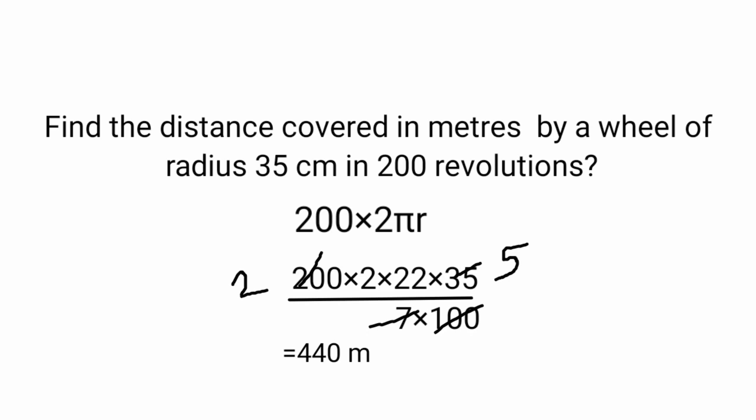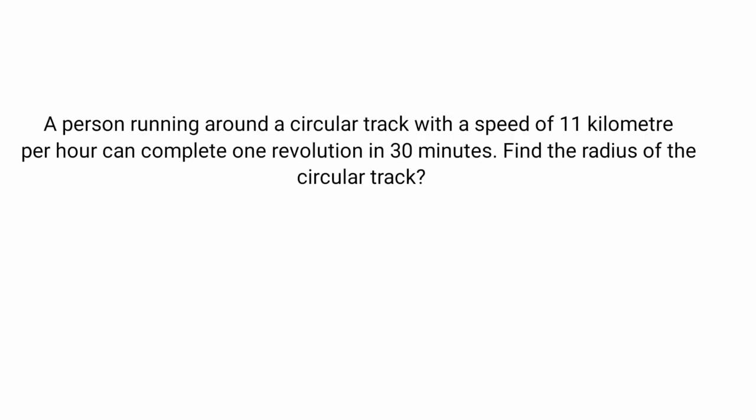So I will explain it once again. When a wheel makes one revolution, it will cover a distance equal to its circumference. So when it makes 200 revolutions, distance covered will be equal to 200 into its circumference. We know that circumference is 2 pi r. So 200 into 2 pi r will come. Moving on to the next question.